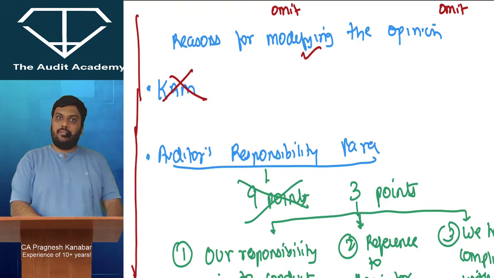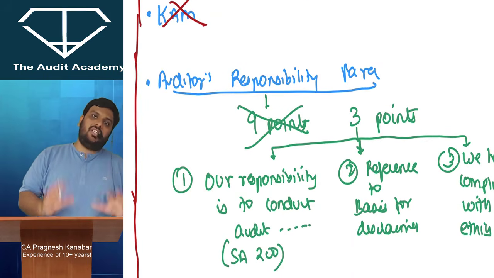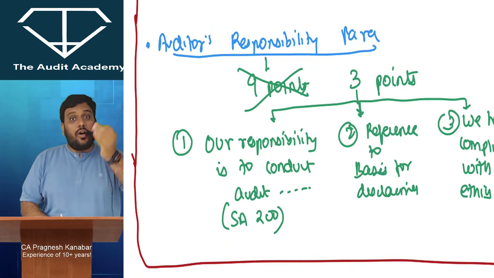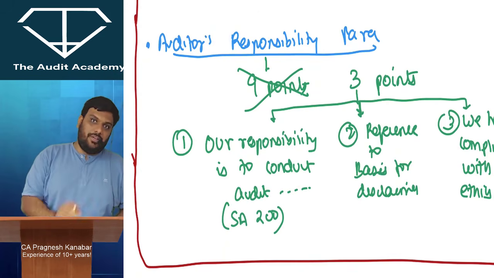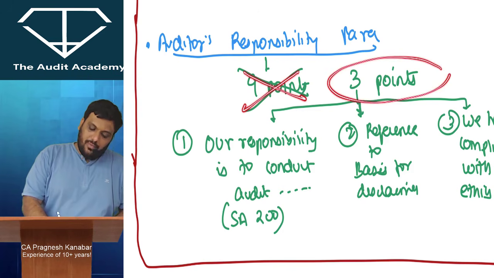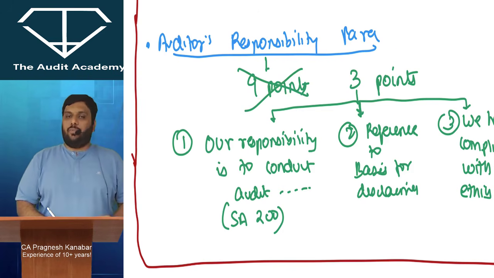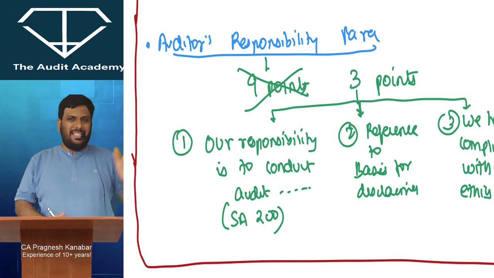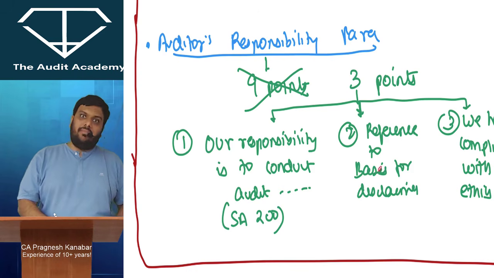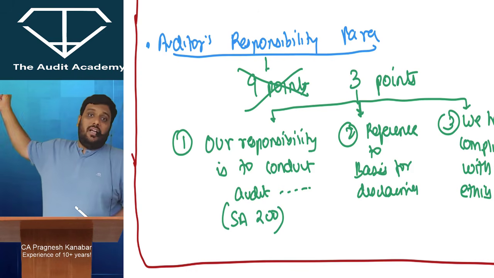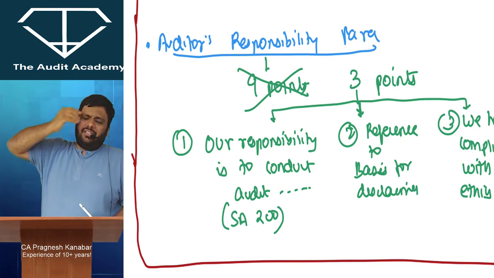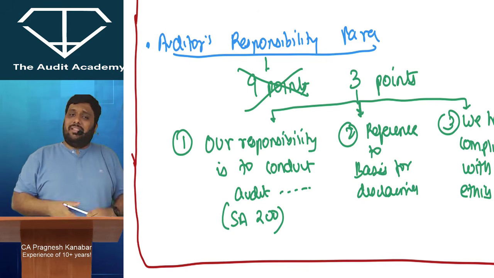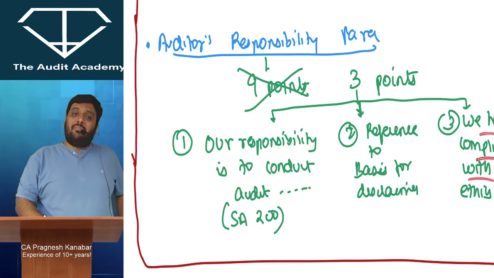any key audit matter. And then the major change is that in the auditor's responsibility paragraph, normally there are 9 points. Instead of those 9, you will have to put only 3 points. What are those 3 points? First, our responsibility is to conduct an audit of the financial statements and stuff. SA 200 general line. Then we tell them that, listen, due to the reasons given in basis for disclaimer of an opinion, we were not able to obtain sufficient and appropriate audit evidence, and therefore we were not able to fulfill our responsibilities. But that does not mean that we are corrupt. We have complied with our ethical requirements.